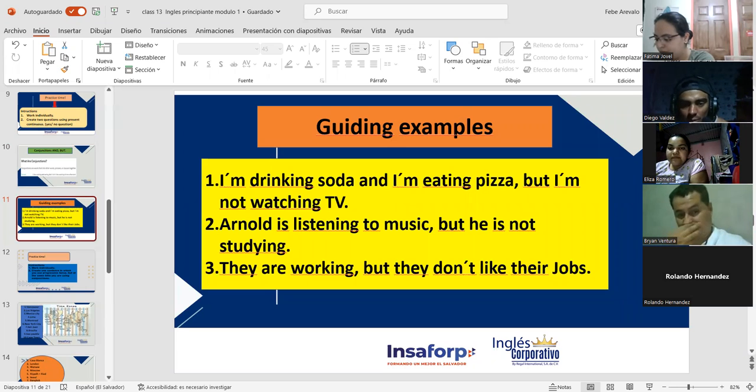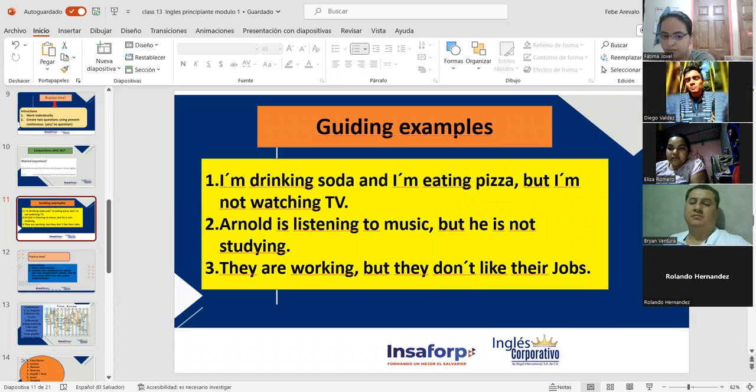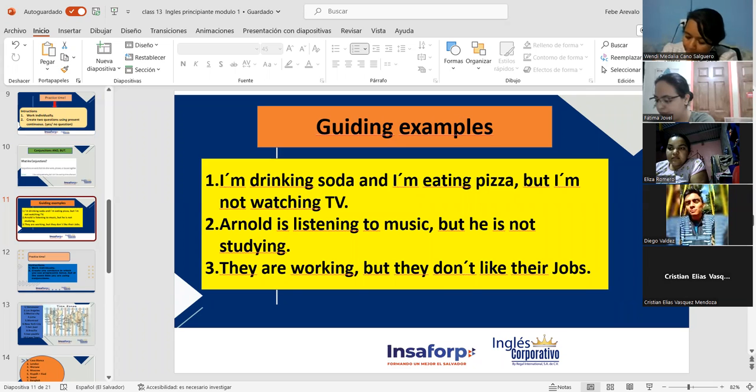They are working, but they don't like their jobs. That's correct. Ellos están trabajando, pero no les gusta su trabajo, right? But they don't like their jobs.